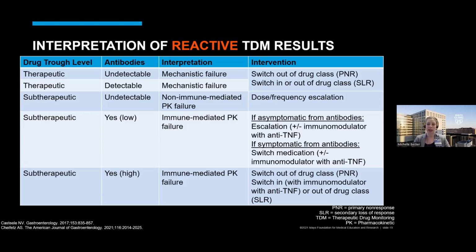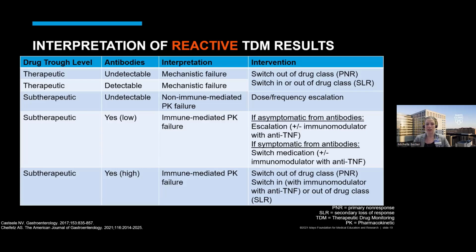If this is a situation of secondary loss of response, so let's say the patient has done really well for 5-10 years on an anti-TNF, but now we're seeing loss of response, then clinically the patient could switch in class, so to another anti-TNF or to a different class of biologic or advanced therapy. In the situation that the drug level is therapeutic and antibodies are detectable, likewise, this would still be a mechanistic failure, and those antibodies are not necessarily neutralizing of the drug, so not necessarily clinically significant. So I would proceed with the same intervention as therapeutic and undetectable antibodies.